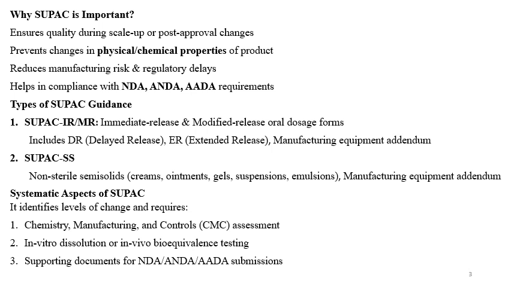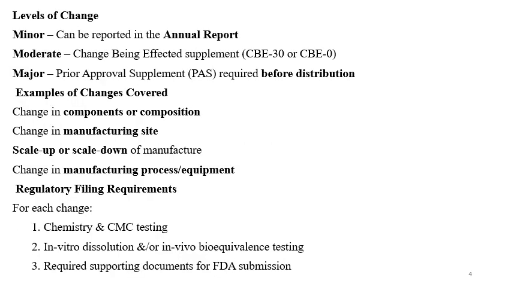Now systematic aspects of the SUPAC. So it identifies the levels of the changes to the CMC, that is chemistry, manufacturing and controls of the drug product, in vitro dissolution or in vivo bioequivalence testing, and supporting documents for the NDA, ANDA and other submissions. You might be aware about the CBE-30, CBE-0, and you might be aware about the PAS and the annual report. So these are based on the level of the changes.